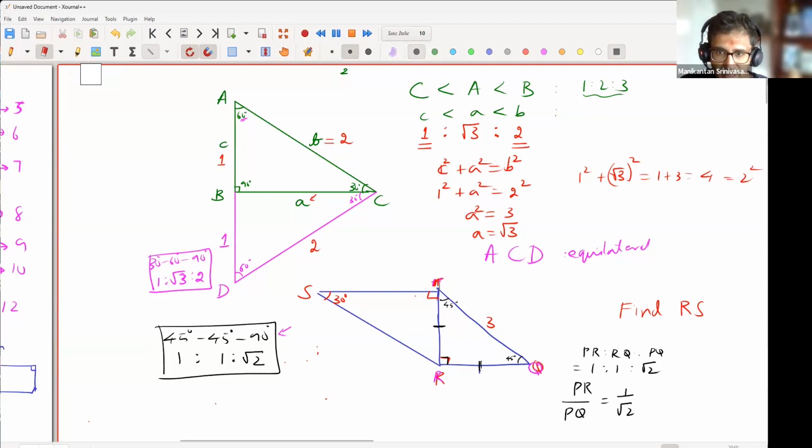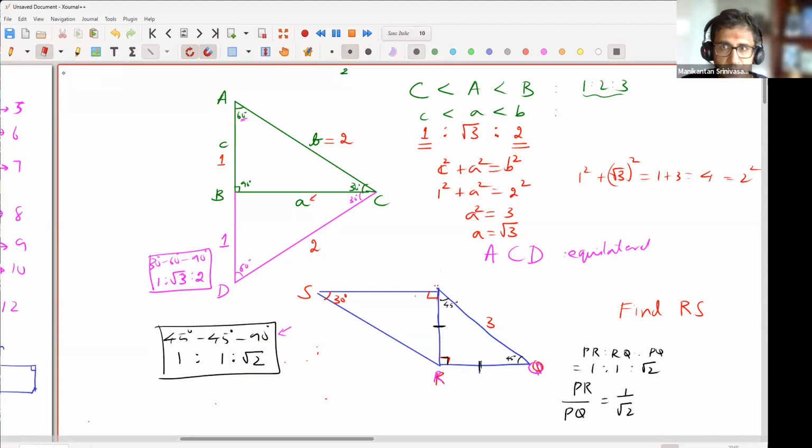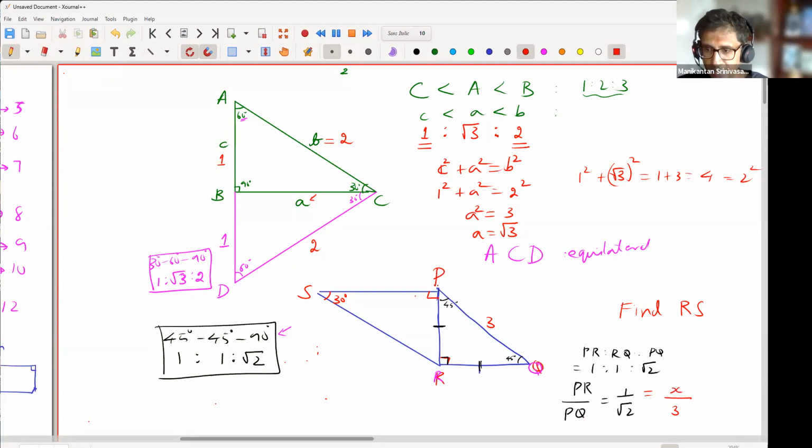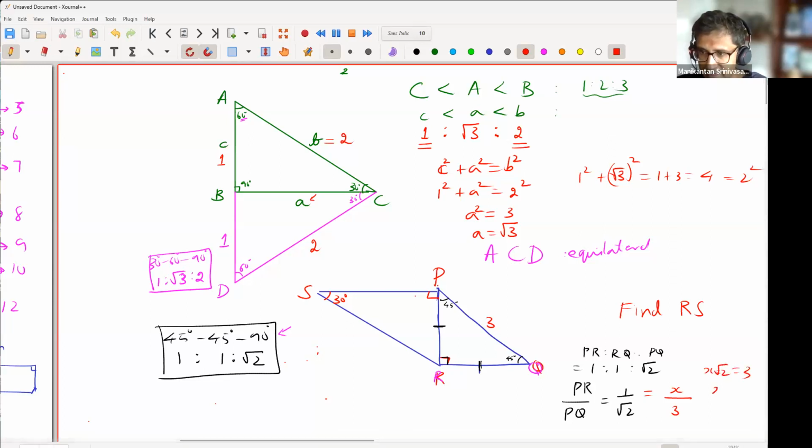The top one is P. Let me just erase it and rewrite it so that it's clear. This is P. So PR by PQ is 1 by √2, but we already know that PQ is given to be 3 units. Therefore, we can find this easily by cross multiplying. So X into √2 is 3, which means X is 3 upon √2.